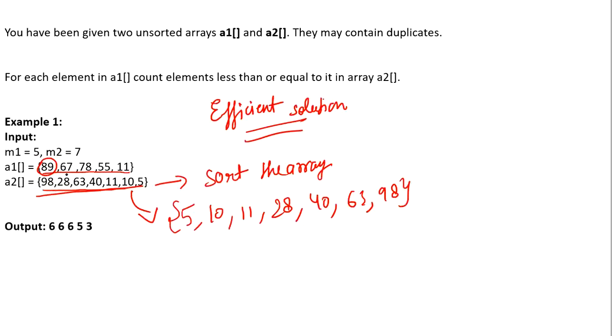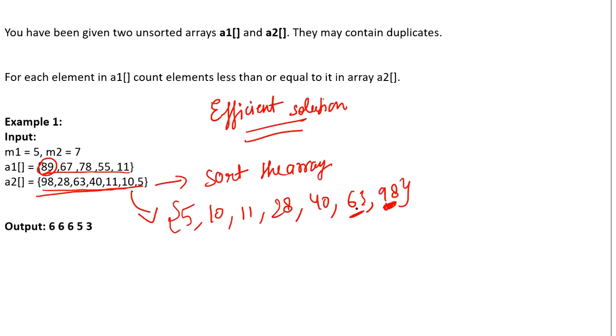Suppose right now we are considering 89. So we will look for the index of the largest element which is either smaller or equal to the element of the first array, that is, currently 89. So which is the largest element here? 98, right? 98 is okay, but 98 is greater than 89, so we won't consider 98. We have to consider the index of the largest element which is either smaller or equal. So we will go with 63. What is the index of 63? 0, 1, 2, 3, 4, 5. Right? So this is the index of 63.